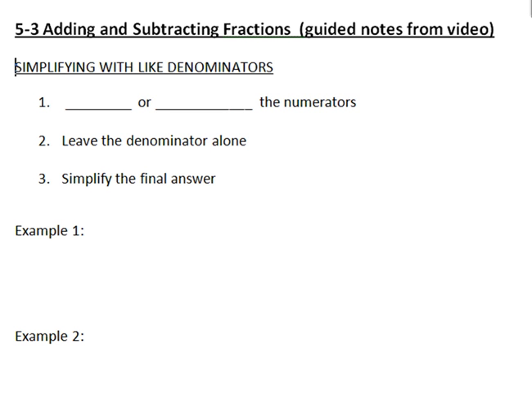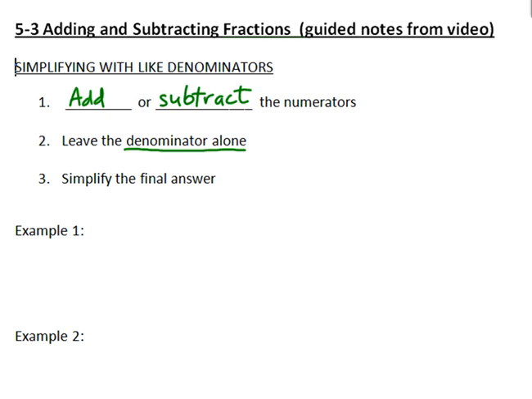This is 5-3, adding and subtracting fractions. When you're simplifying with like denominators, this is very simple. All you do is add or subtract the numerators. You're going to leave the denominators alone, which means keep the same denominators. And finally, simplify the final answer.